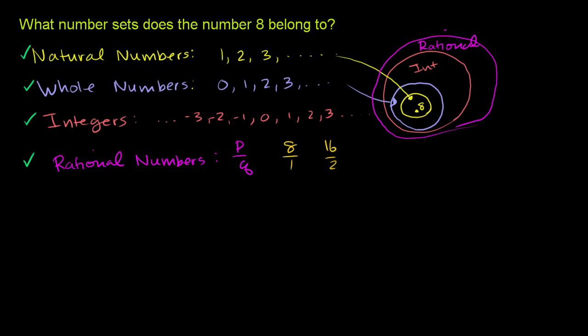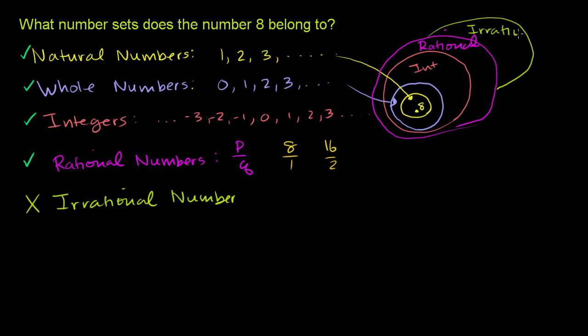Now what about irrational numbers? By definition, these are numbers that are not rational. These are numbers that cannot be expressed in this form where p and q are integers. So if something is rational, it just cannot be irrational. So 8 is not a member of the irrational numbers. The irrational numbers are just a completely separate set over here. So I would draw it like this. This area right over here would be the irrational numbers. Rational is not a subset of irrational. They're exclusive. You can't be in both sets.